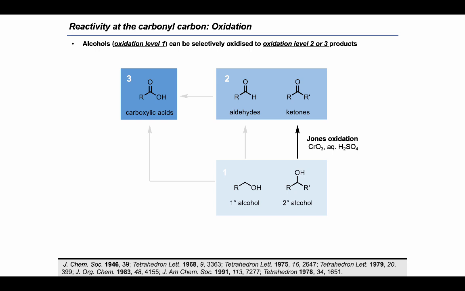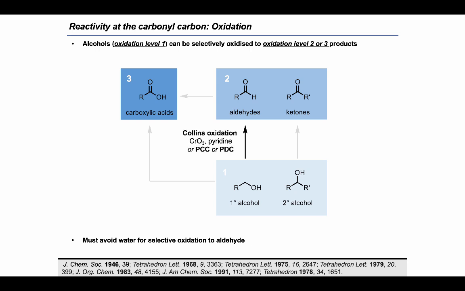Primary alcohols, however, are first oxidized to aldehydes, followed by further oxidation to carboxylic acids. This occurs via reaction of the initially formed aldehyde with water to form a hydrate, which is then oxidized by chromic acid. Similarly, the Jones oxidation can also be used to generate carboxylic acids from aldehyde starting materials. If we want to stop at the aldehyde, different reagents and conditions are required. Specifically, anhydrous conditions must be employed to avoid over-oxidation of the desired aldehyde product via hydrate formation. The Collins oxidation, which uses a complex of chromium trioxide with pyridine in dichloromethane, is effective for this.